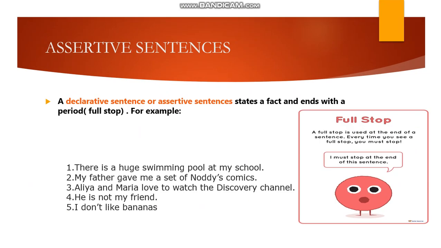A declarative sentence or assertive sentence states a fact and ends with a period, full stop. For example, there's a huge swimming pool at my school. My father gave me a set of comics. Alia and Maria love to watch the Discovery Channel. He is not my friend. I don't like bananas. Okay, here in the slide, you can see the first three sentences can be termed as affirmative sentences or positive sentences, and the later two, number 4 and 5, can be termed as negative sentences because there is negation in them.